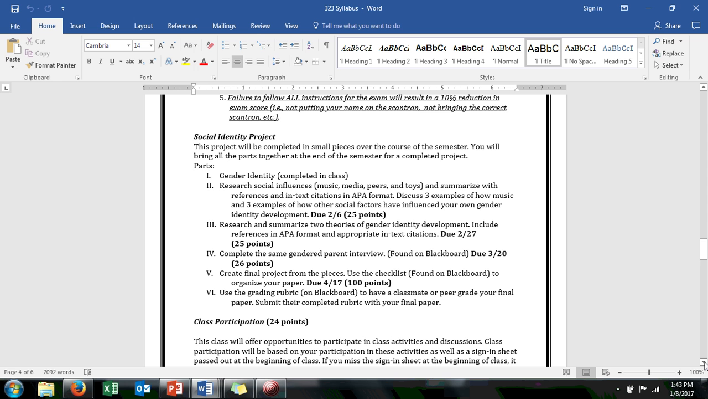The third part will be research and summarizing 2 theories of gender identity development using APA formatting for this section, as well as in-text citations.